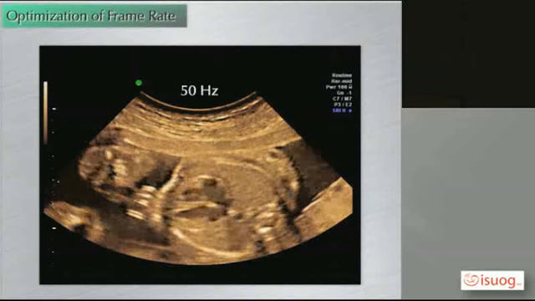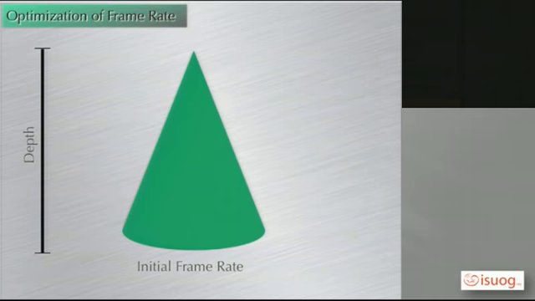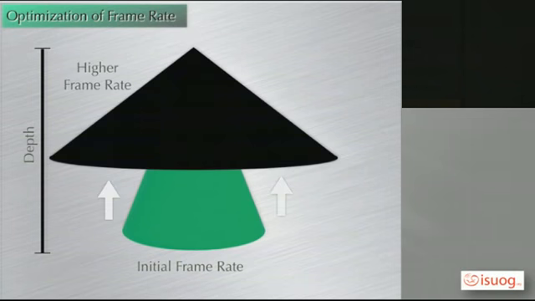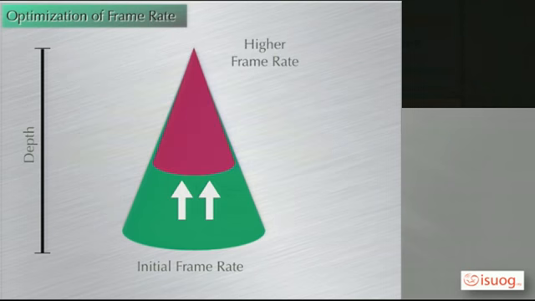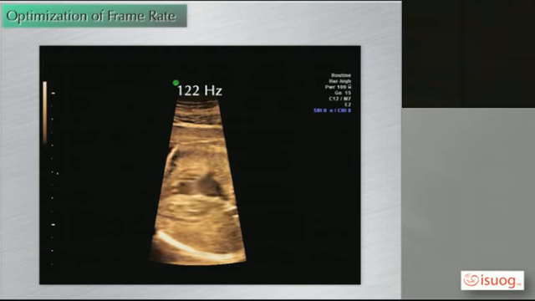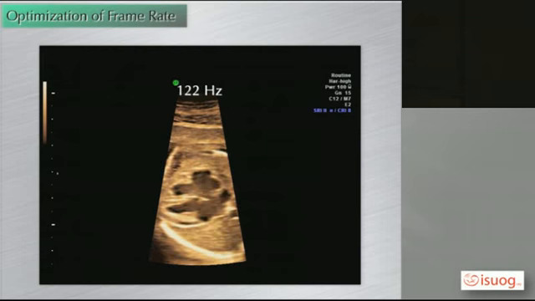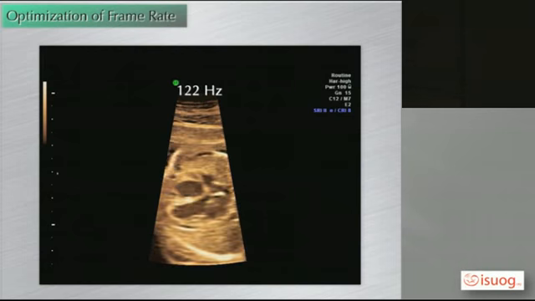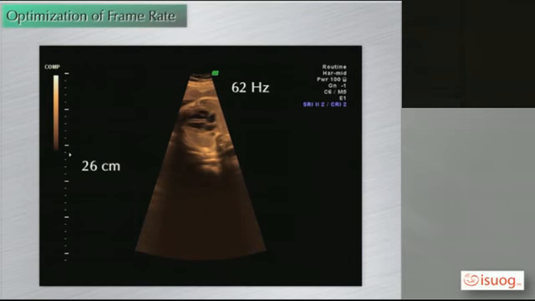Another method to increase the frame rate is to decrease the depth of the image. Therefore, to maximize the frame rate, the examiner can decrease the depth and decrease the width of the image. Now the width is minimized, which results in a frame rate of 122 Hz, or 122 frames per second. This illustrates a maximal depth of 26 centimeters and a frame rate of 62 Hz, or 62 frames per second.